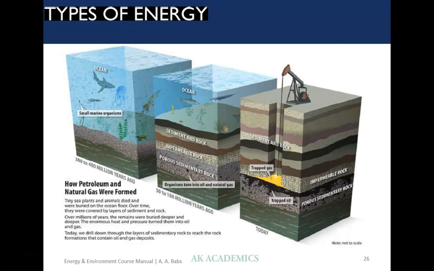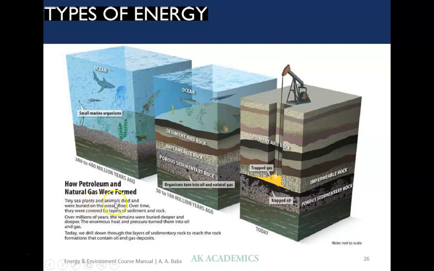How were petroleum and natural gas formed? For a start, about 300 to 400 million years ago, you can see we have small organisms in the ocean. Then 50 to 100 million years ago, about 200 to 300 million years after this phase, the organisms turn into oil and natural gas. Today we have trapped oil and trapped gas that are usually explored and brought to the surface to be used.